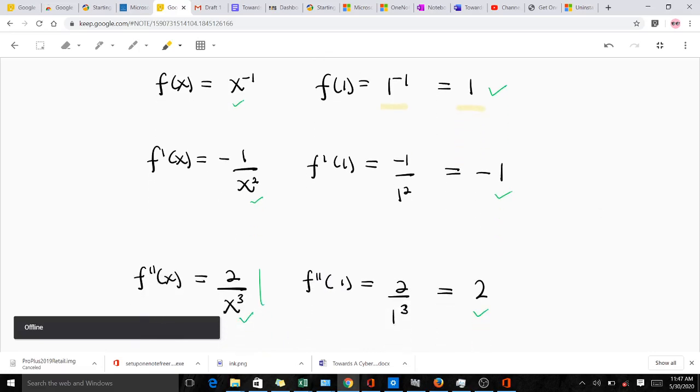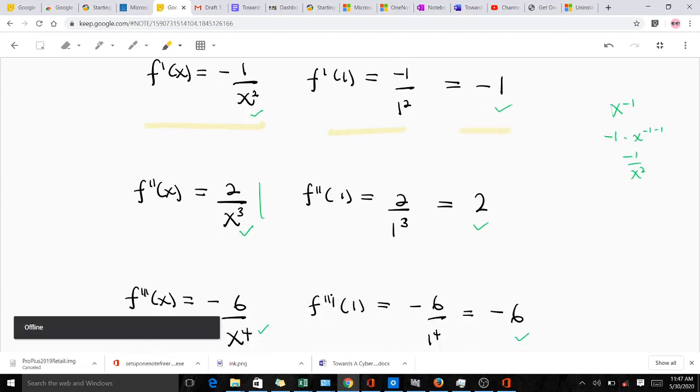Then f prime of x is going to give us -1 over x squared, right? I hope you know that because we have x minus 1 here. So when you find the derivative of this, you are going to get -1 times x to the power minus 1 minus 1. This gives us -1 over x squared. So when you put in the value for our x naught, which is 1, we also get -1 for this.